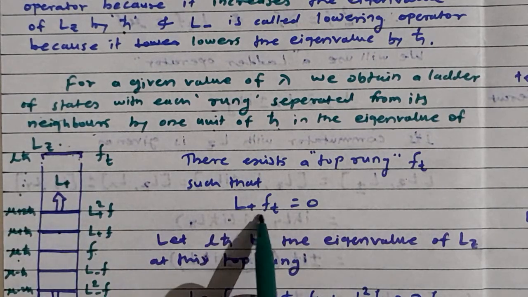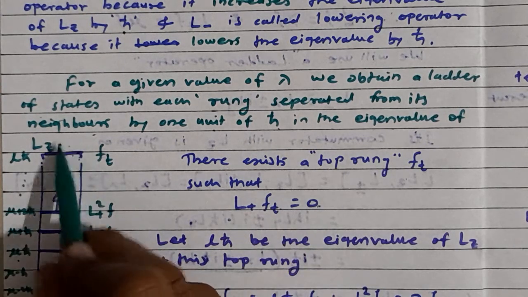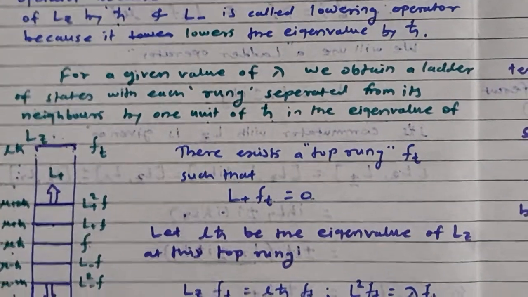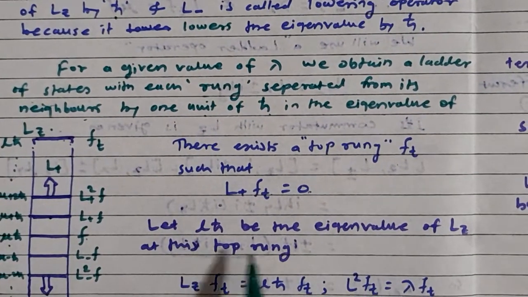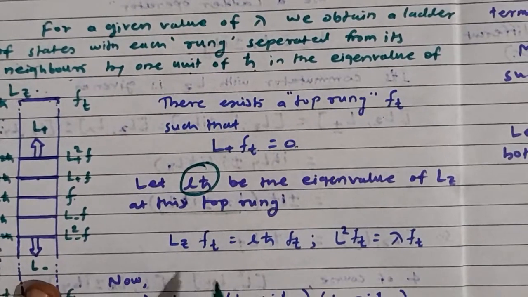So L plus operating on the eigenfunction corresponding to the top rung will give us 0, because there is no rung above it. So let l h cross be the eigenvalue of Lz at this top rung. So what eigenvalue have we considered? That is l h cross for that top rung. So Lz operating on ft will give us l h cross times ft, and L square operating on the top rung will give the eigenvalue lambda times ft.